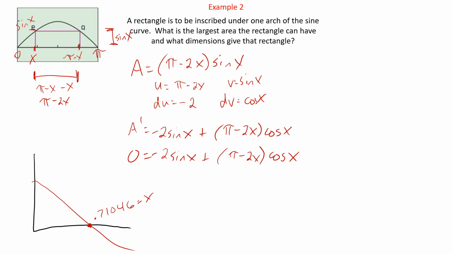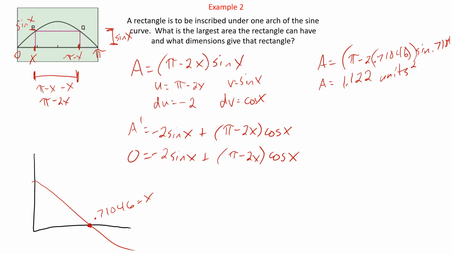So for that largest area, we're going to plug that into the area equation. Area equals pi minus 2 times 0.71046, times sine of 0.71046. And again, you're not going to do that in your head. You're going to use a calculator for that to get about 1.122 square units, because it doesn't actually give us a unit, so it's just units.